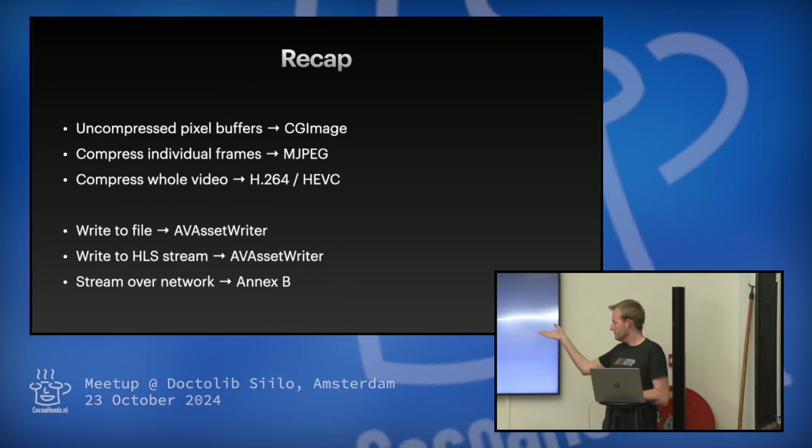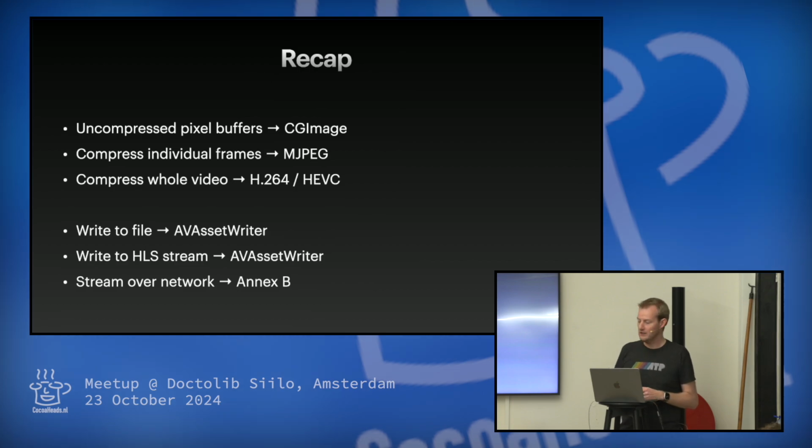You can just compress individual frames, and it's already very useful, like a Raspberry Pi webcam feed, or use an actual video compression like H.264 or H.265 to compress video. Yeah, and after that you can do things like write it to a file to create a movie file using AV Asset Writer, or stream it.